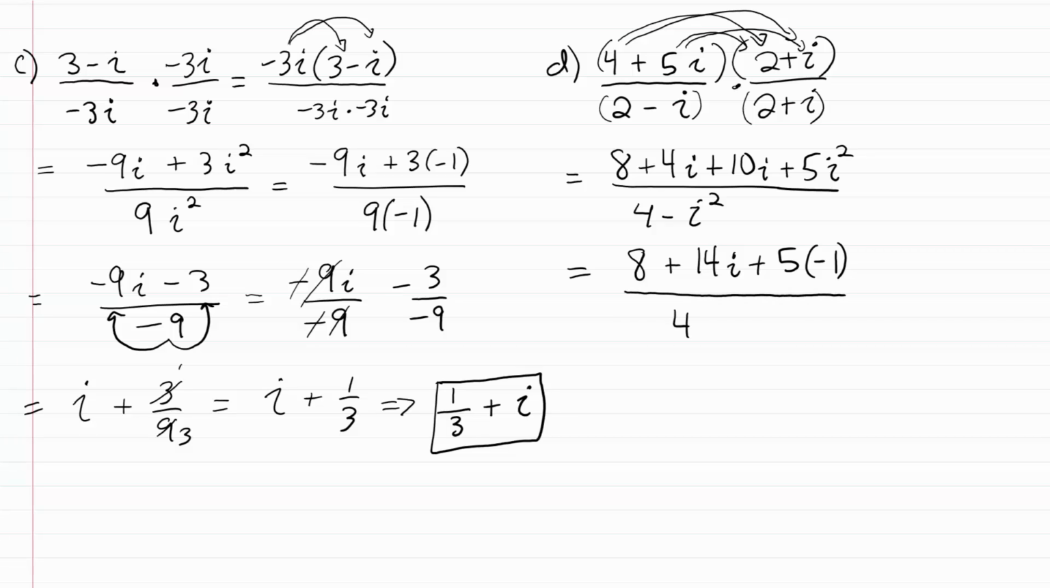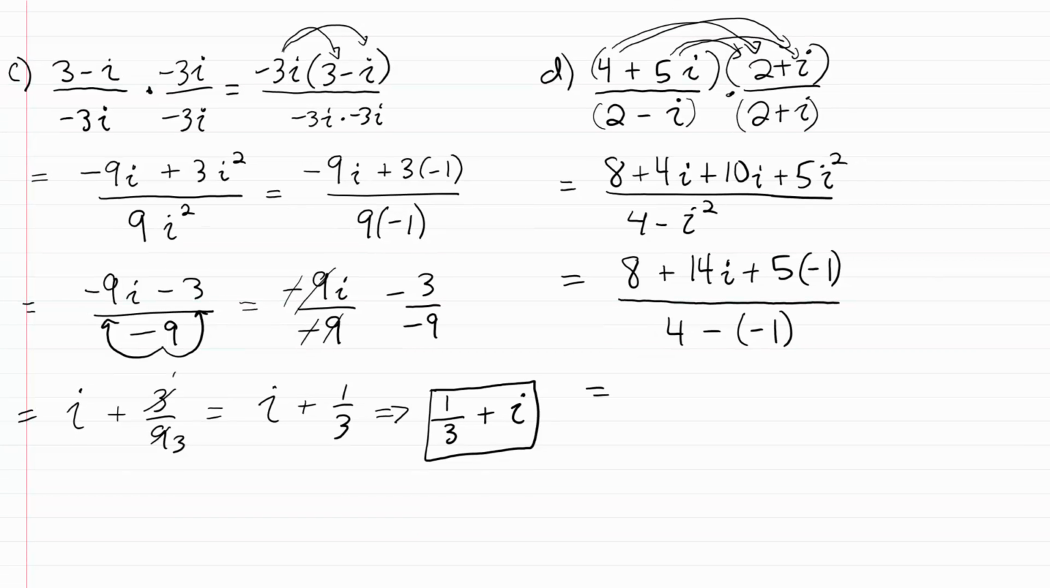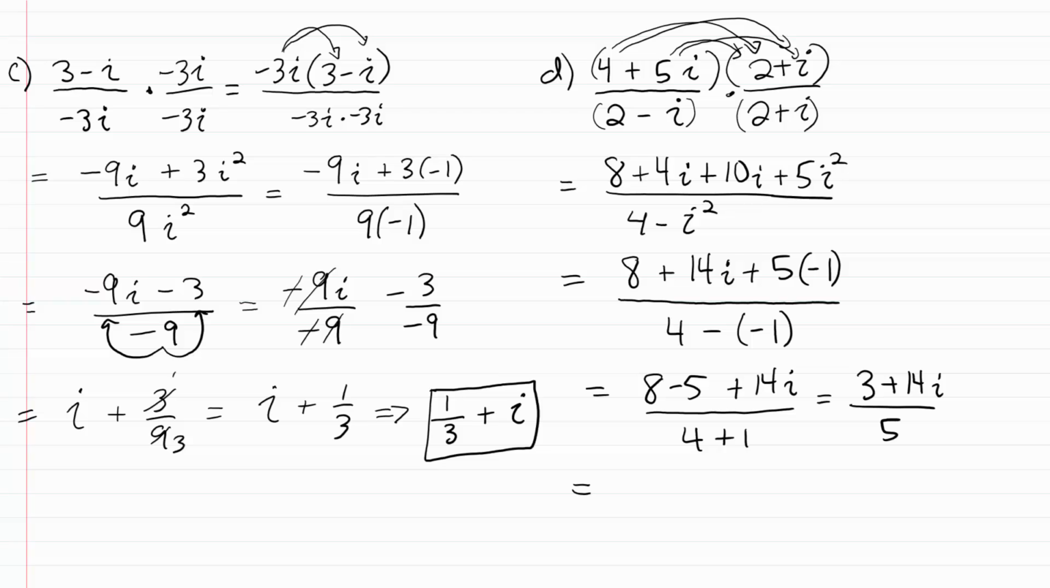In the denominator, we'll have 4 minus negative 1, because remember, i squared is negative 1. Okay, continuing then to simplify, we're going to have in the numerator here 8 minus 5 plus 14i divided by 4 plus 1. And finally, we can say 8 minus 5 is 3 plus 14i over 5. To be strict about our form then, just to put it in the a plus bi pattern, we can do 3 over 5 plus 14 over 5i. Right, so I just put the 5 into the 3 and the 5 into the 14 to write it as 2 separate terms.